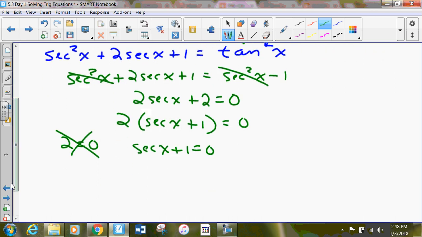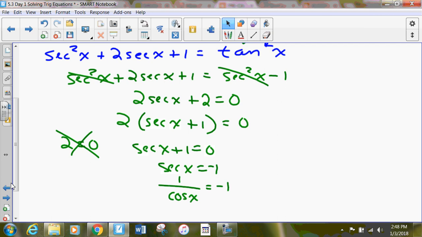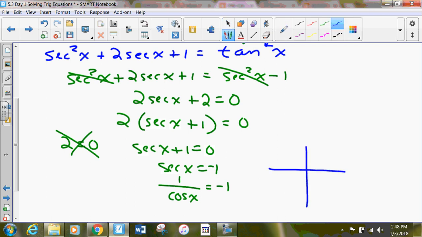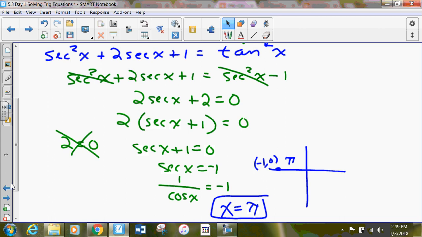So let's keep going. We subtract 1 from both sides, and we have to remind ourselves that secant is 1 over cosine x. So we were really looking for where cosine x is equal to negative 1. And so I think about cosine, and I match this up with x. It's right here, right? This point is (negative 1, 0). This point is pi. So what angle has the secant equal to negative 1? Pi.